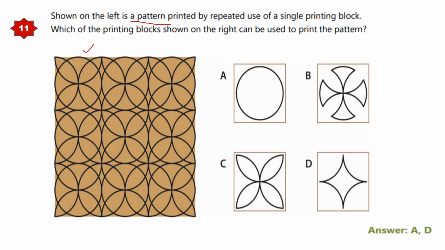So which is the printing block? Which of the printing blocks shown on the right can be used to print the pattern? Yeah, option D. And also A. That circle also we need, right? The circle is needed. Along with that, this is also needed. So it can be obtained.